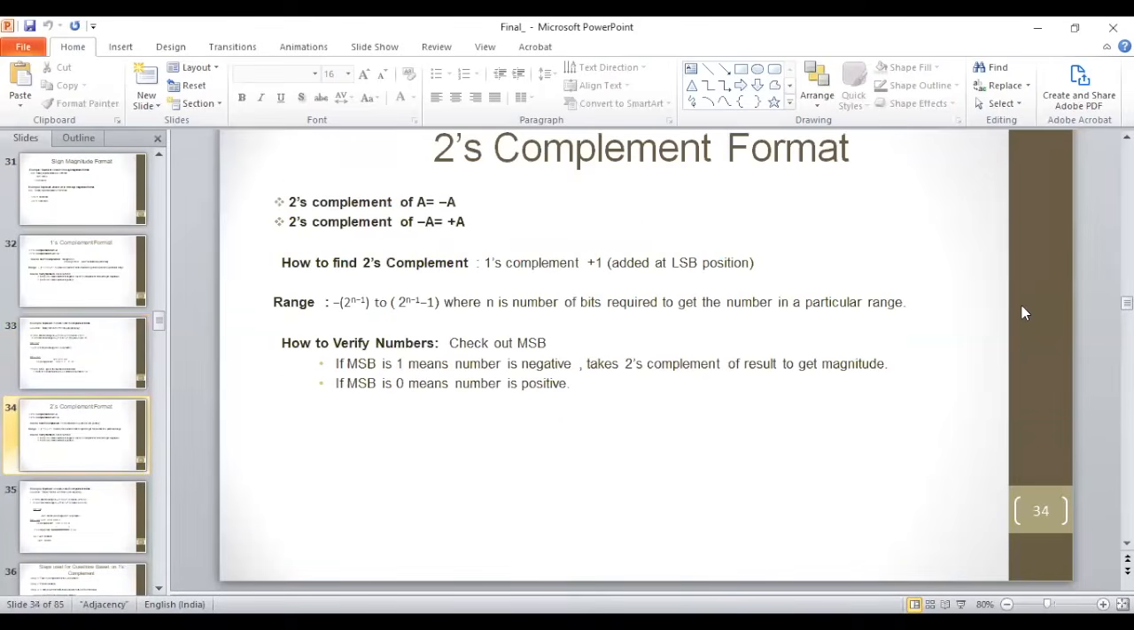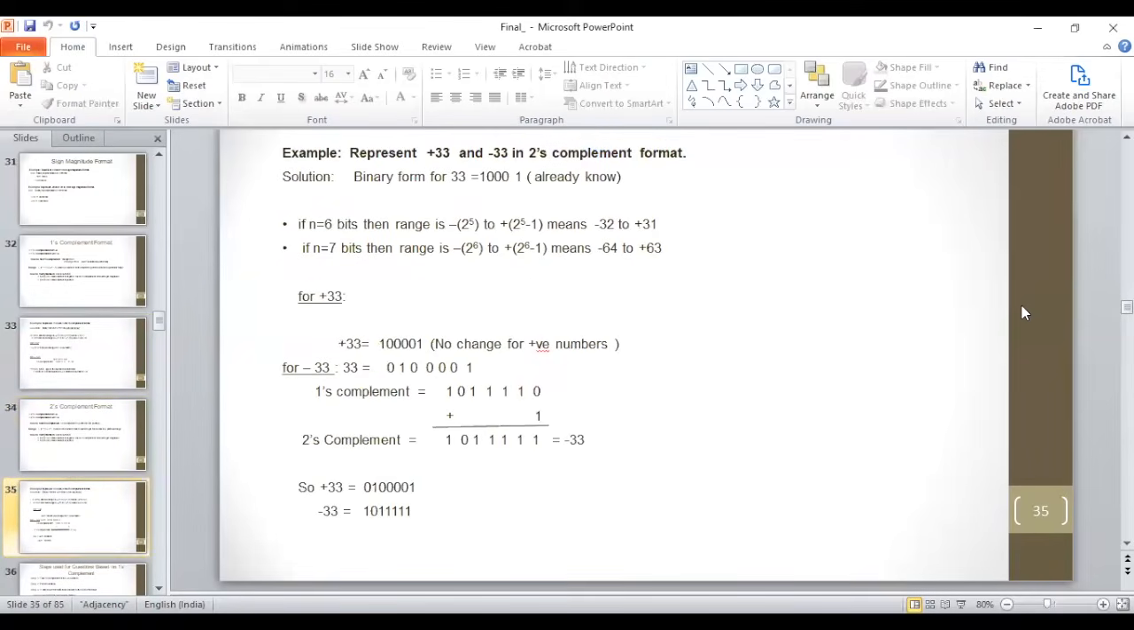I hope I make it clear. Second complement format again. The second complement of a negative number is a negative number. So we take a as minus a, and second complement of minus a is plus a. Right? So represent plus 33 and minus 33 the same way. Write a plus 33 and then add plus 33 and minus 33.